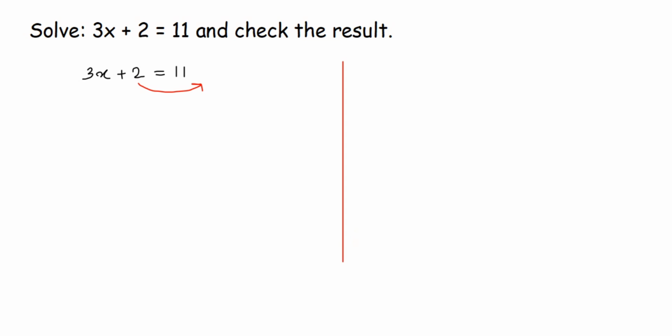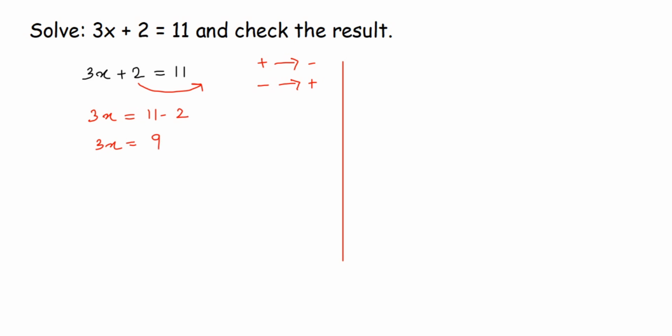In the transpose method, you shift the number from one side of the equation to the other side, and when you shift it, the sign changes. If the number is positive and you shift it to the other side, it becomes negative, and if it is negative it becomes positive. Here I have a 2, which is a positive number. When I move it to the other side I get negative, so I get 11 minus 2. So 3x equals 9.